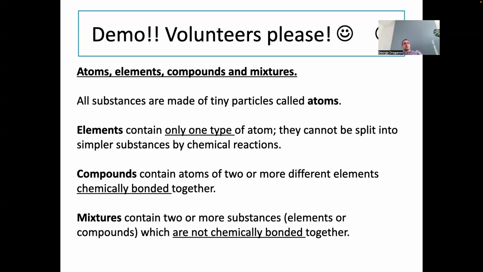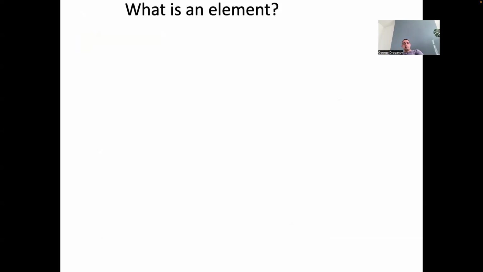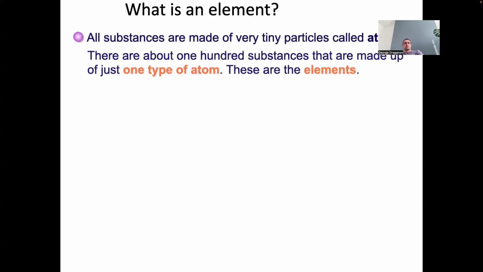The last one is mixtures. So a mixture can be a mixture of elements, a mixture of compounds, or a mixture of elements and compounds. The key thing about a mixture is that it is not chemically bonded. So I've used the term substances: two or more substances which are not chemically bonded. Let's look at some examples.